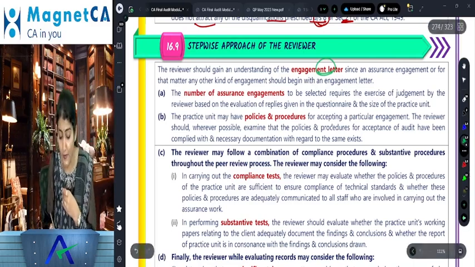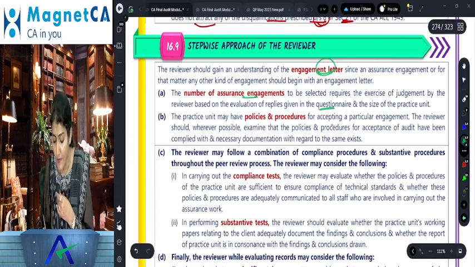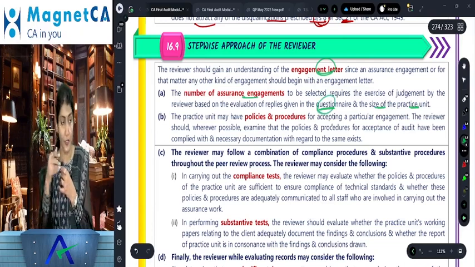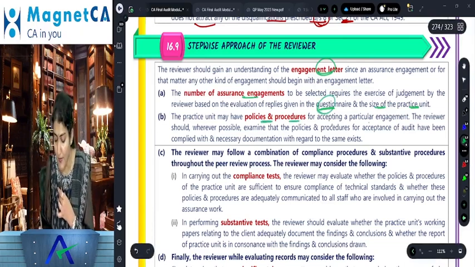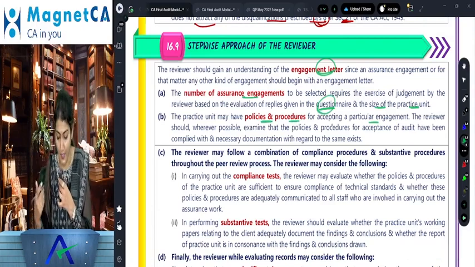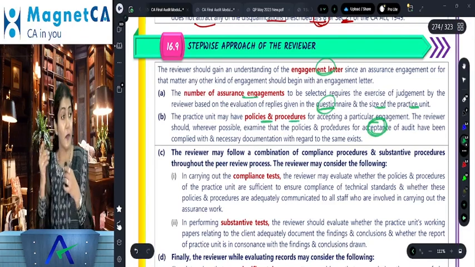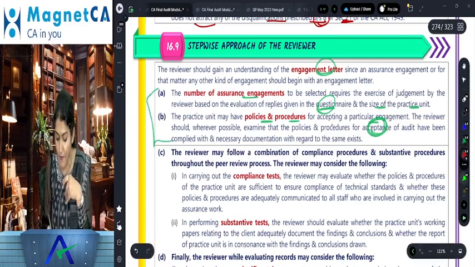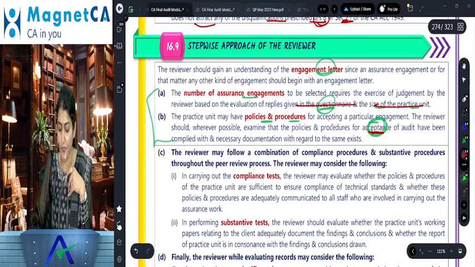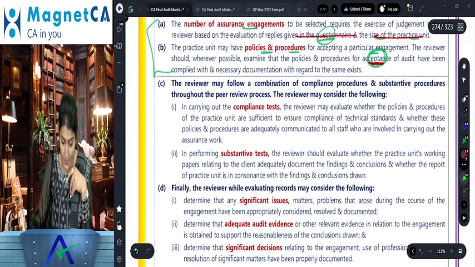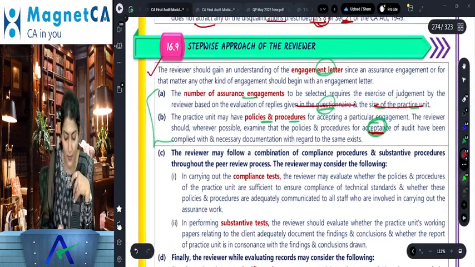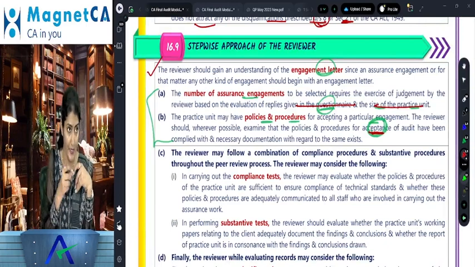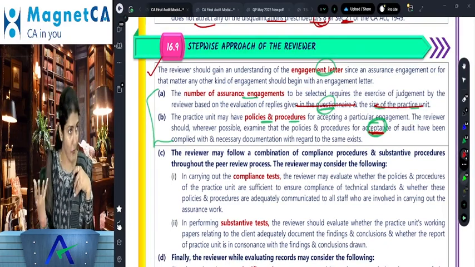Then how many assurance engagements I select depends upon the answers given to the questions in the questionnaire and the size of the practice unit. I'll be coming to the questionnaire later on. And second, it depends upon the policies and procedures for accepting a particular engagement. Do you know acceptance of audit? SQC 1. So how many samples to be selected depends upon the answers in the questionnaire, the size of the practice unit, and the policies and procedures which they have for accepting an audit. So when the reviewer comes for the audit, he is going to check the engagement letter. Then how many engagements he selects depends on the following factors.